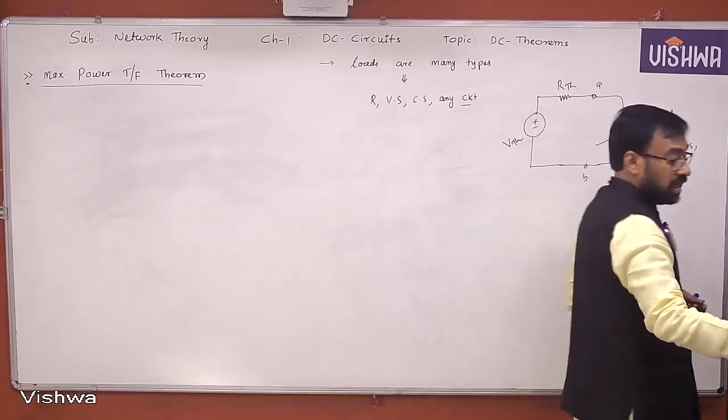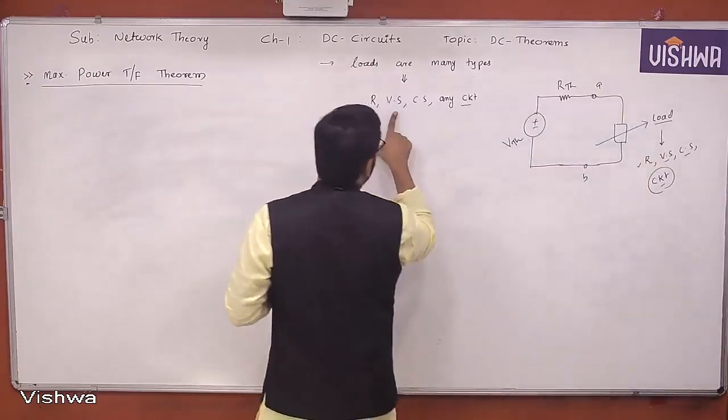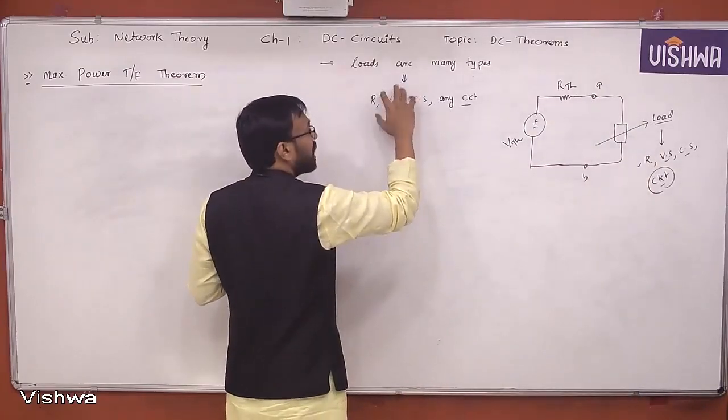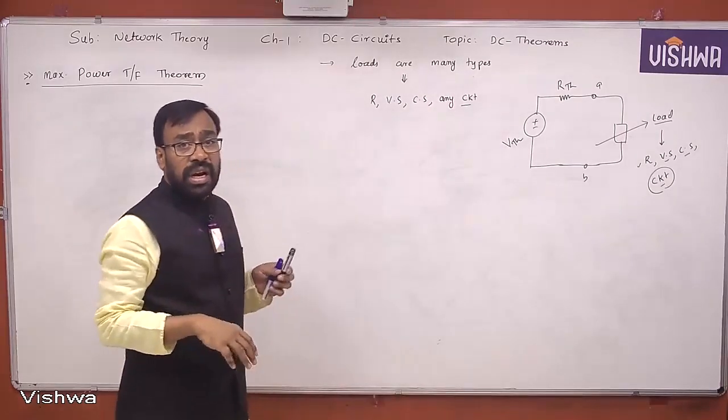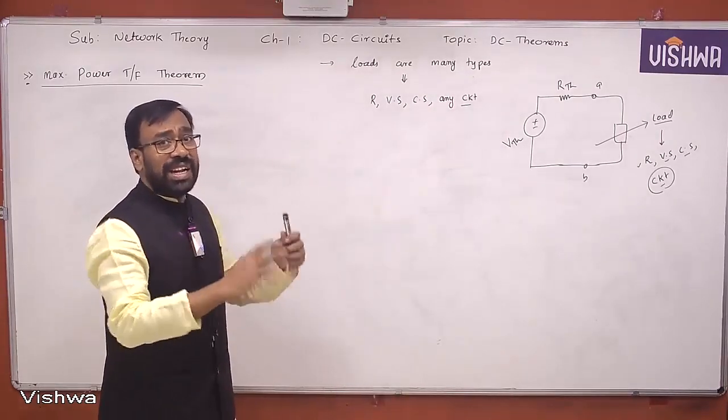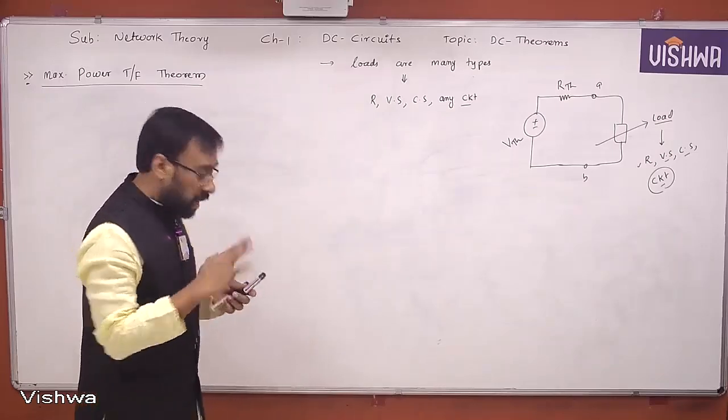What is the first case? Let me take resistor, then voltage source, then current source. Based on this, I will generalize now when any network or circuit is given as a load and it consists of a variable. Now I generalize. Yes or no, all of you? Okay. So look at this.